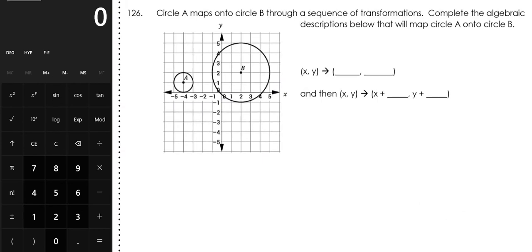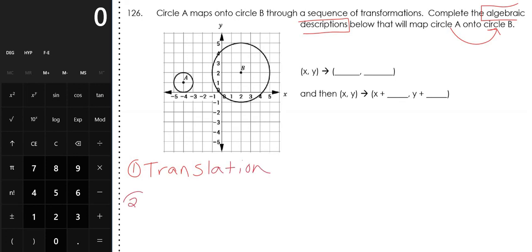Number 126. Read it and then come back. Okay, so we are looking to complete the algebraic descriptions, so the rules, for the transformations that map circle A onto circle B. Now, we've talked before how all circles are similar, and there's two things that need to happen to map one circle onto another. The first one is a translation, so that the centers map on top of each other.